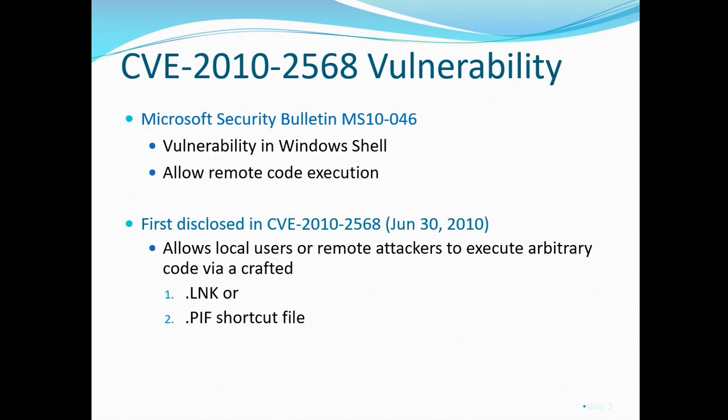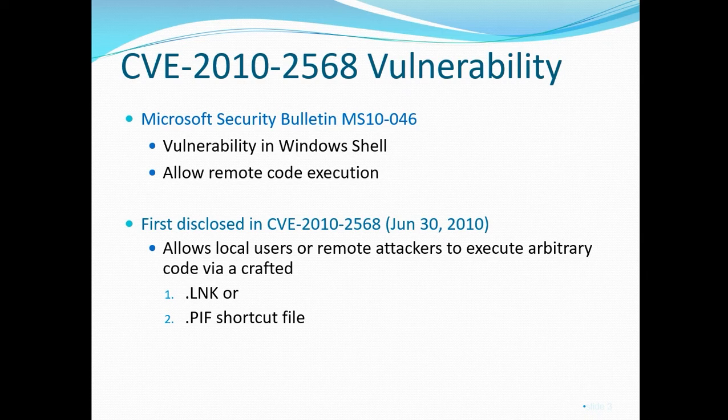CVE-2010-2568 is a vulnerability in Windows Shell which could allow remote code execution if the icon of a specially crafted shortcut is displayed. This security update is rated critical for all supported editions of Microsoft Windows.